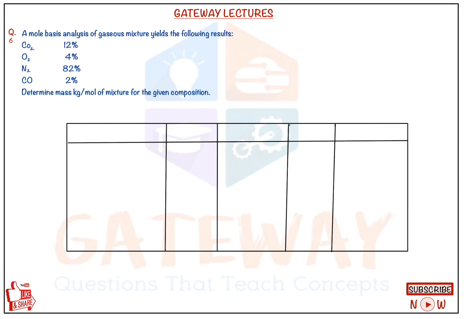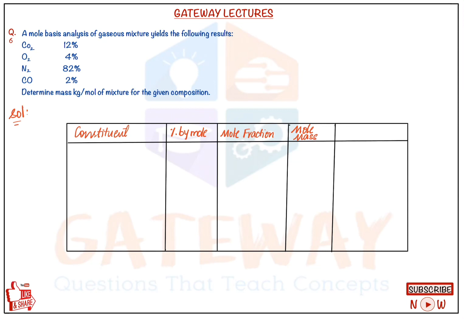So if we take 1 kg mole of the complete mixture, what will be the mass in kg? For that we'll do the solution in a simple way by a tabular column. The contents in the tabular column are: the constituent, the percentage by mole given in the question, 12%, 4% and so on, and the mole fraction. What percentage of the moles does it contain in the complete mixture, and also what is the per mole mass?